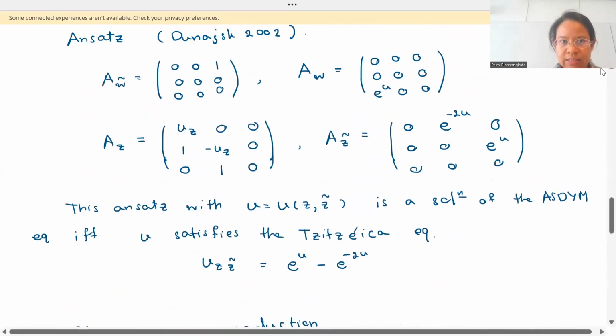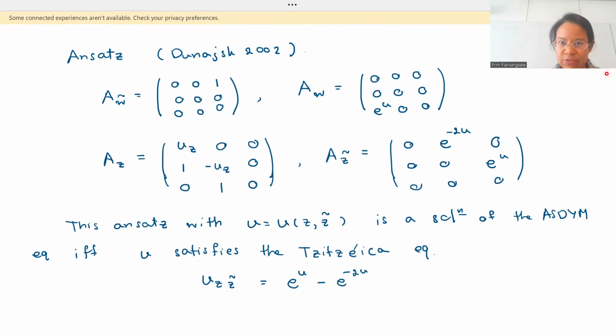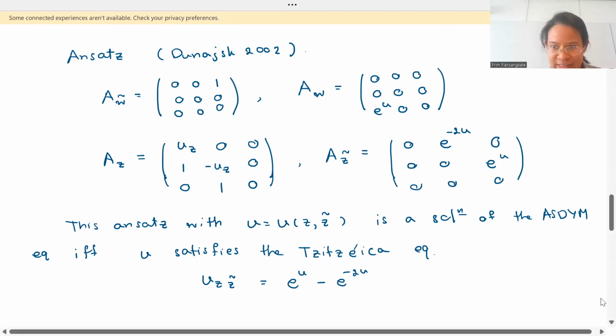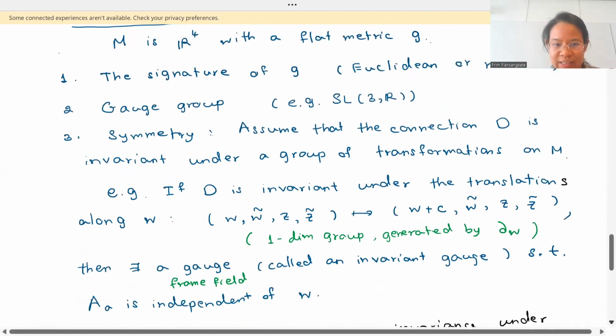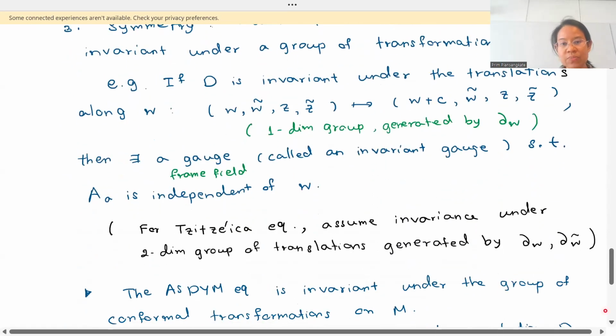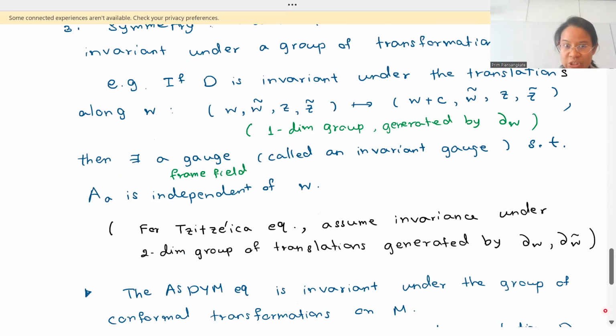For example, for the Tzitzeica equation above, if we go up there, this ansatz that reduces the anti-self-dual Yang-Mills equation to the Tzitzeica equation, we see that all the components are independent of W and W tilde, because it only depends on a function of Z and Z tilde. So in this instance, we have assumed that the connection is invariant under a two-dimensional group of translations generated by these vector fields.